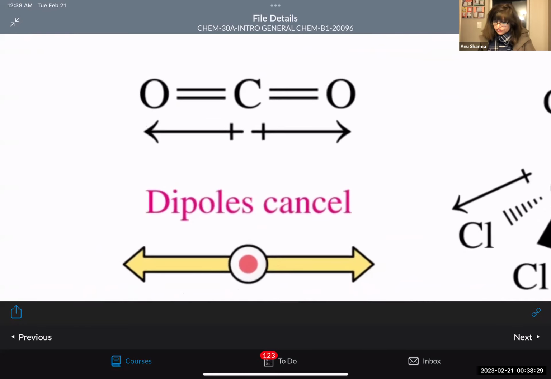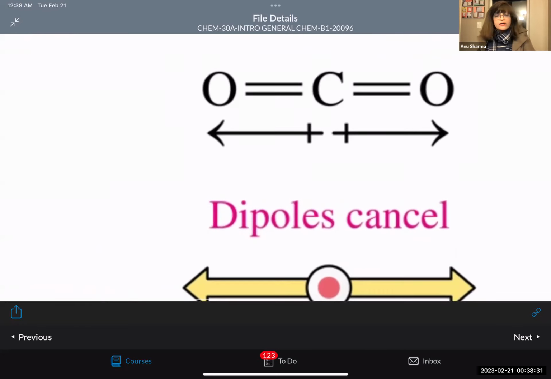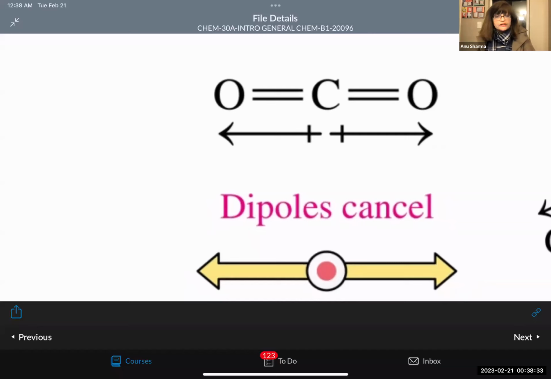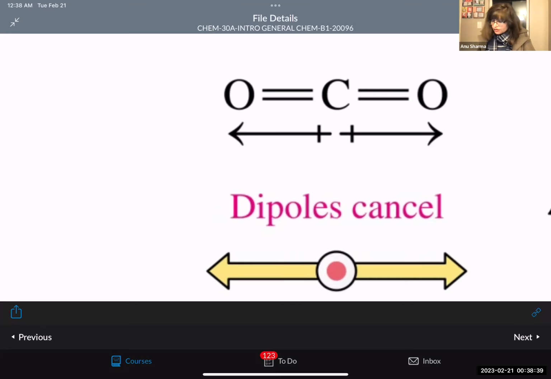Here you see oxygen is more electronegative than carbon. So what is happening then? Oxygen pulls the electron clouds towards itself. The other oxygen also pulls the electron clouds towards itself because of the nature of oxygen. So equal pulling is happening. Even though oxygen, being highly electronegative, is present in this molecule, the overall pull is cancelled out. So it becomes a non-polar molecule.